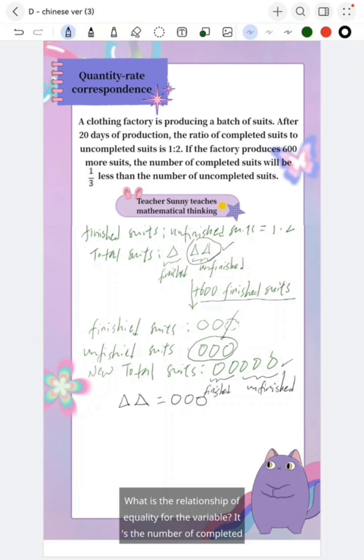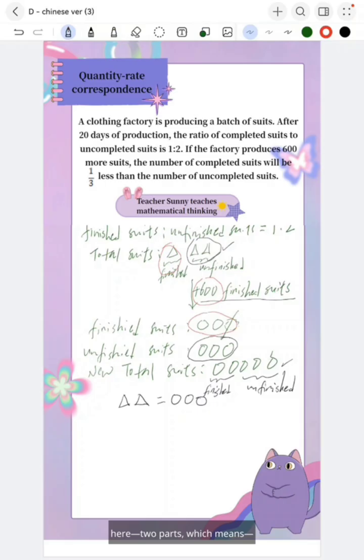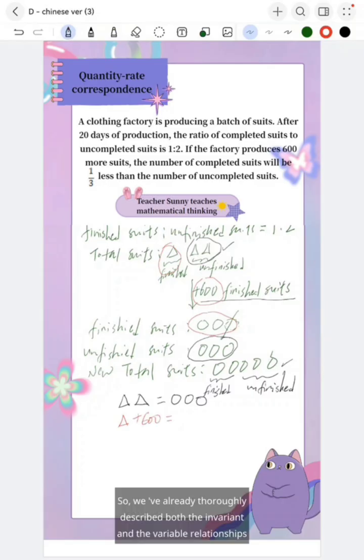What is the relationship of equality for the variable? It's the number of completed sets. So, for the completed sets, we can see here that the number of completed sets starts with 1 set, then adds 600 completed sets. So in the end, it equals, over here, 2 parts, which means plus 600 sets. So we've already described both the invariant and the variable relationships of equality here.